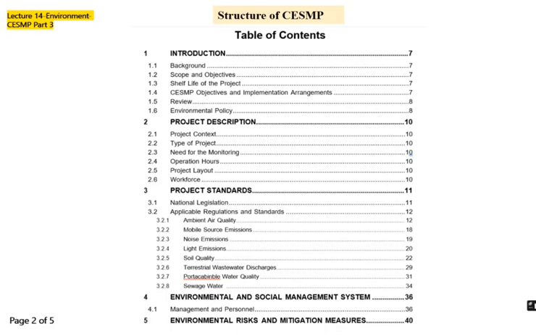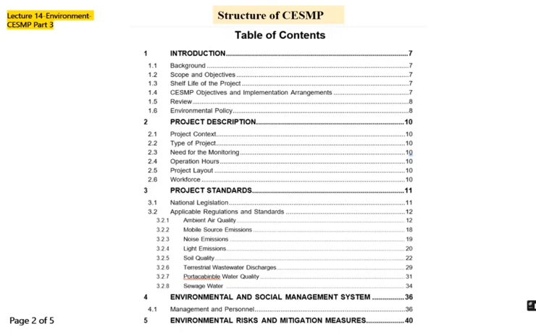Then scope and objectives. In scope, we often discuss, for example, that this plan is developed and implemented by the contractor. So the scope covers what activities we are going to do as a contractor. We have set 4 to 5 objectives of what we are going to achieve during the activities. Then we have shelf life of the project.